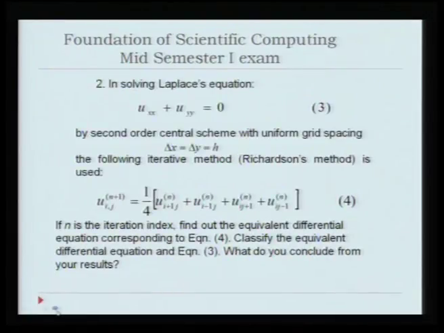How elliptic equations are solved. So we are talking about the simplest of them all, solving Laplace's equation by an iterative method due to Richardson. The governing equation is given in equation 3, and the iterative method is given by equation number 4. And you notice that superscript n indicates the iteration index.